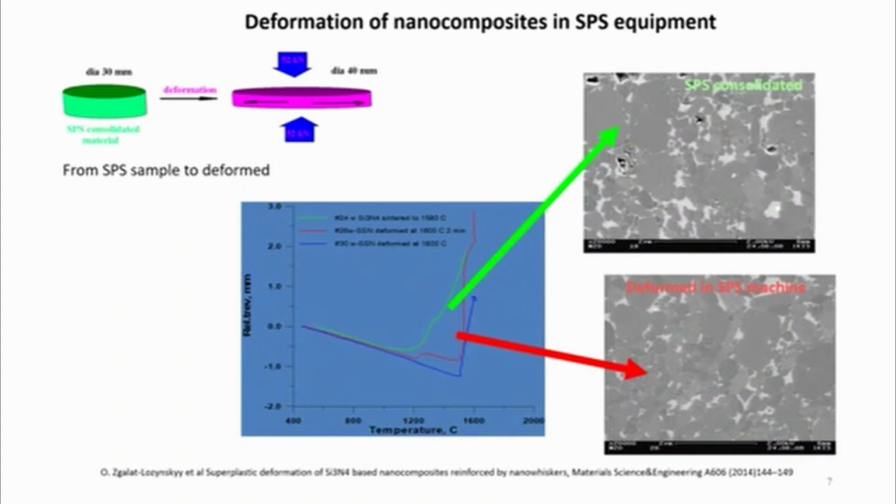For example, a superplastic deformation of press-sintered silicon nitride-based nanocrystalline ceramics: silicon nitride with titanium nitride, pure silicon nitride, and silicon nitride enhanced by nanowhiskers of silicon nitride, could be deformed in electric sintering equipment. Superplastic deformation tests in this case were carried out at temperatures from 1500 centigrade to 1600 centigrade, and high deformation rates were achieved.